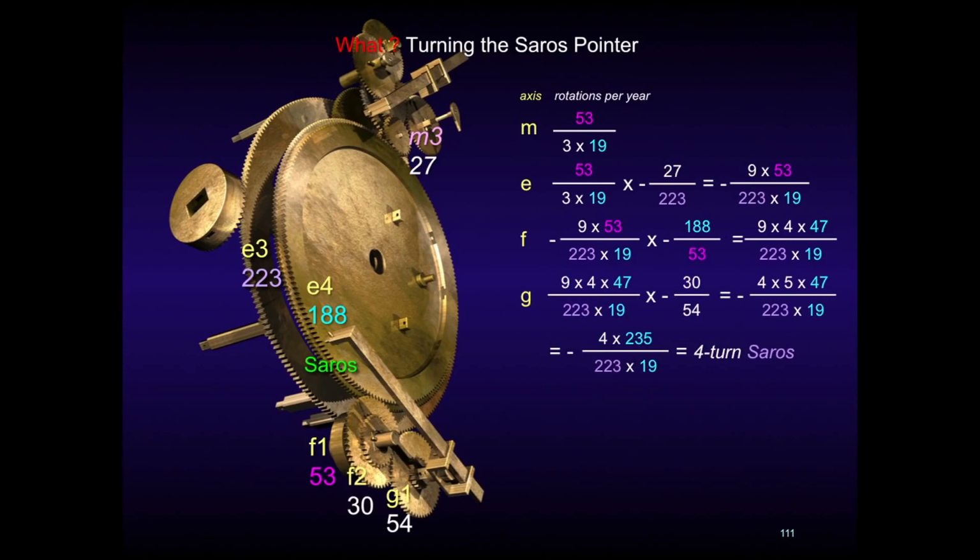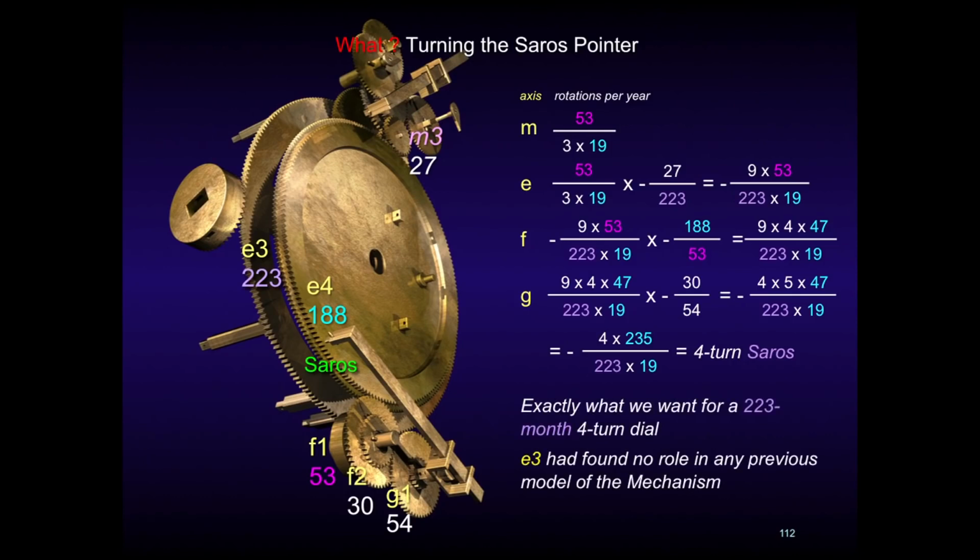We just want, it's a 4-turn dial, 223 months, 235 over 19, that's the Metonic cycle. That's the ratio we want to turn our Saros pointer. We don't need this extraordinary, bizarre, strange and disturbing prime number 53. So that's what we want for the Saros pointer.